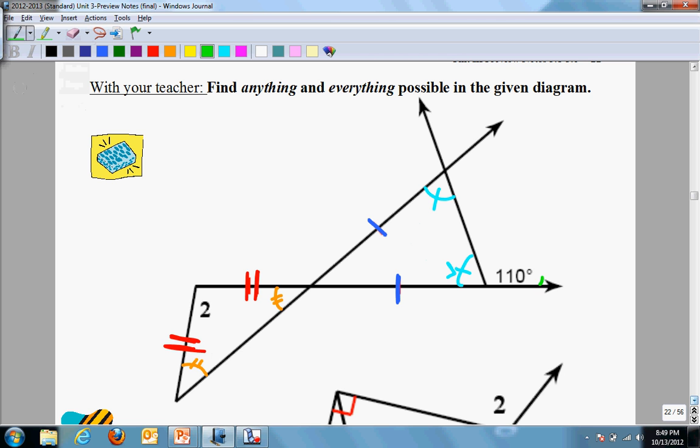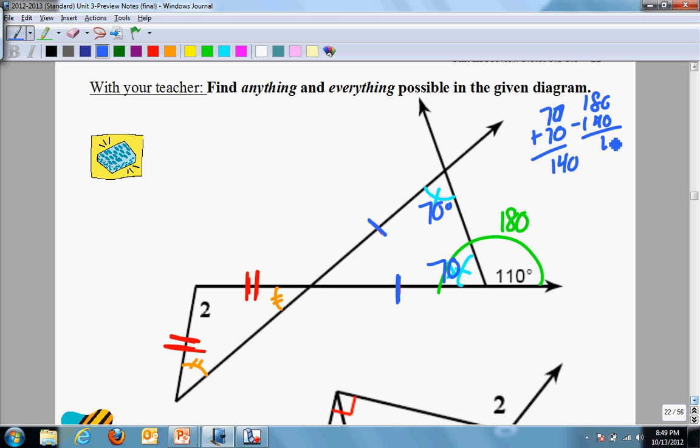I know, of course, if I sweep like that, that's 180, which means this angle here is 180 minus 110, that is 70. And if that's 70, notice the hatch marks, that means that's 70. I add 70 plus 70 equals 140. Take 140 away from 180, and we get 40. That means this angle here has to be 40 degrees.